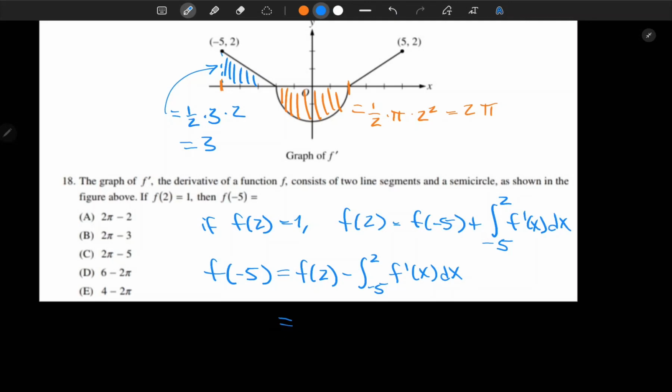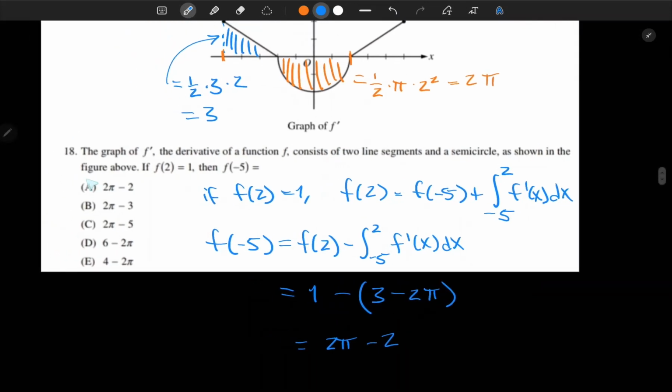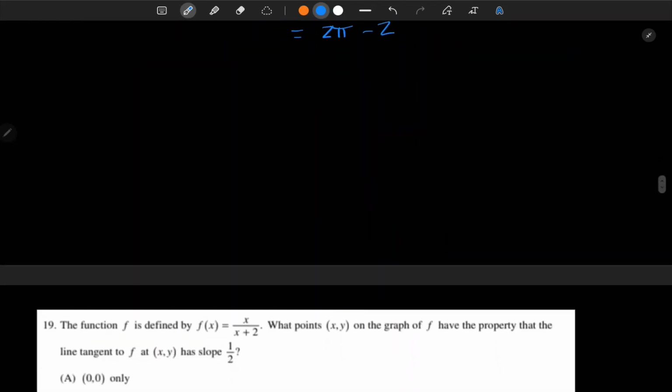And plugging in, we know that f of 2 is equal to 1, and we subtract this integral. So this integral is the signed area underneath this plot from negative 5 to 2. So that should be 3 minus 2 pi. So the answer here is equal to 2 pi, because the negatives cancel, and then 1 minus 3, which is negative 2. So 2 pi minus 2. So the answer here is A.